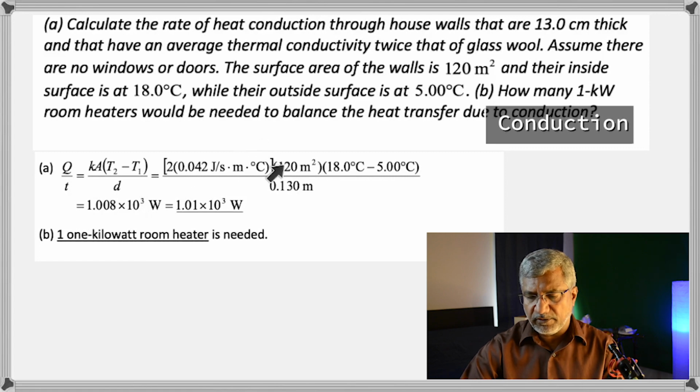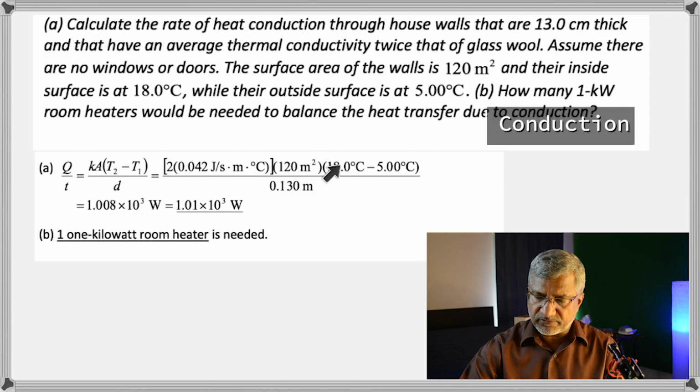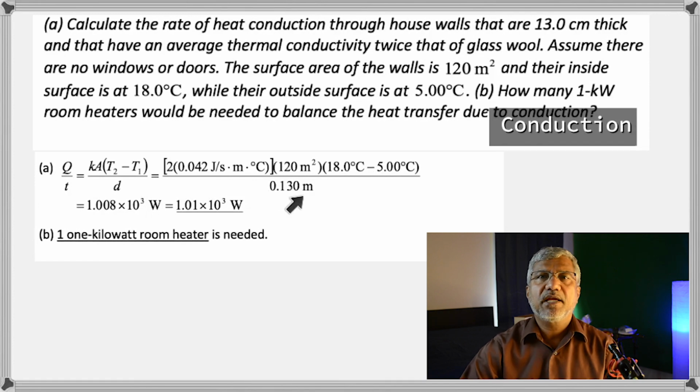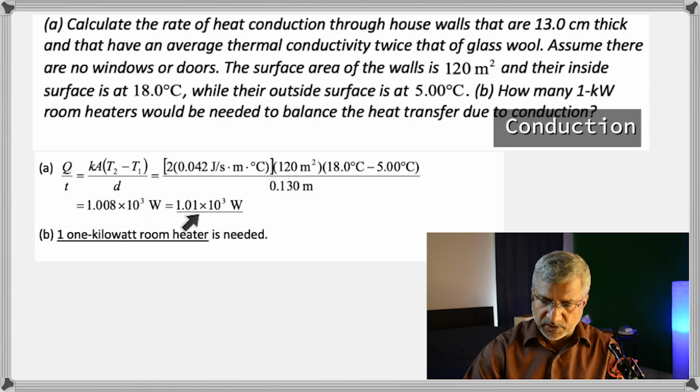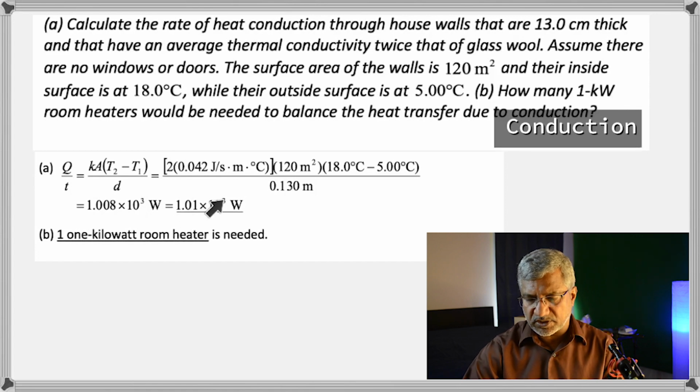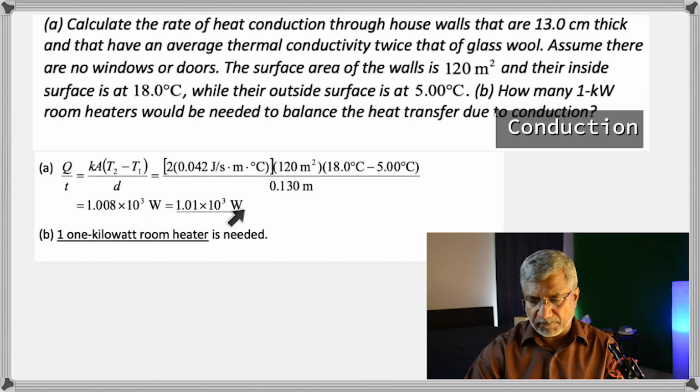Then you have the area, 120 meters squared, proper units, meter squared. And then you have temperature, bigger minus the smaller, divided by the thickness, which was 13 centimeter. Of course, you need it in meters, so it's 13 by 100, 0.13. When you do that calculation, you get roughly 1010, right? 1.01 times 10 to the 3 joules per second. Joules per second is watts.